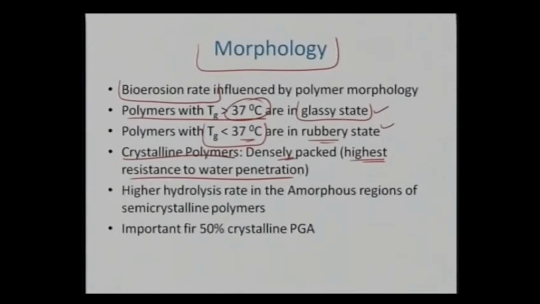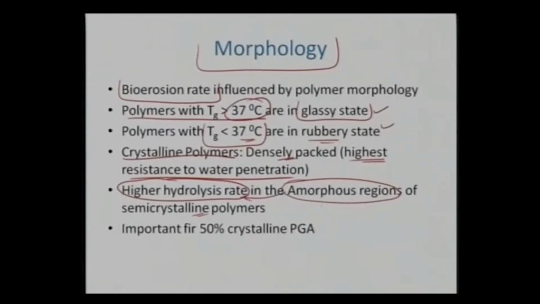So first let us see only the crystalline polymers. They are densely packed, so they show very high resistance to water penetration. And in semi-crystalline polymers, there is a higher hydrolysis rate only in the localized regions where we see amorphous regions. So amorphous regions of the semi-crystalline polymer show a very high hydrolysis rate.